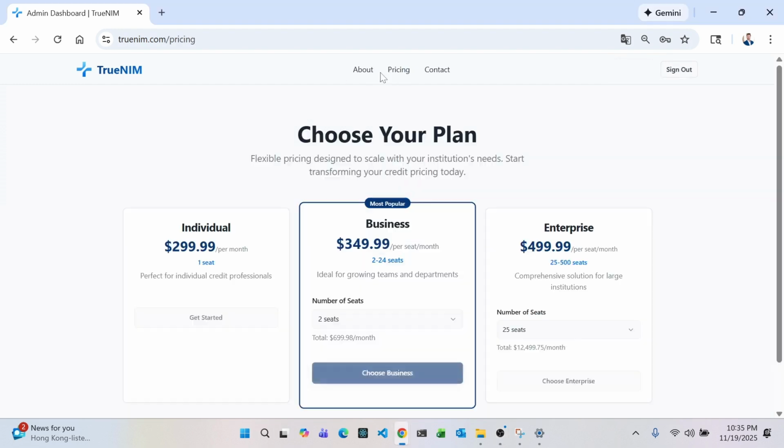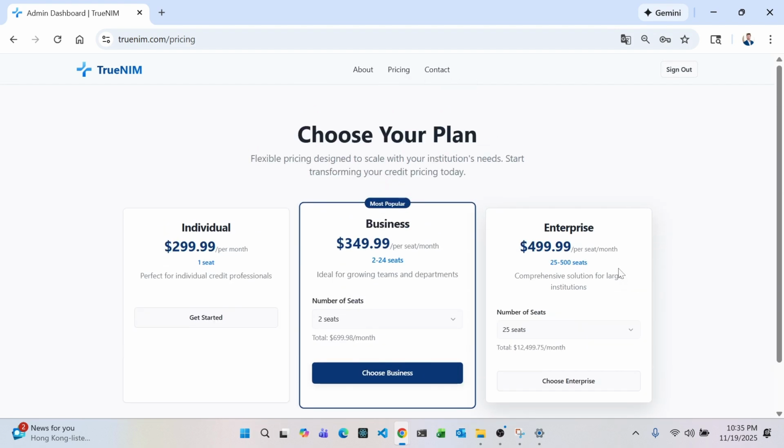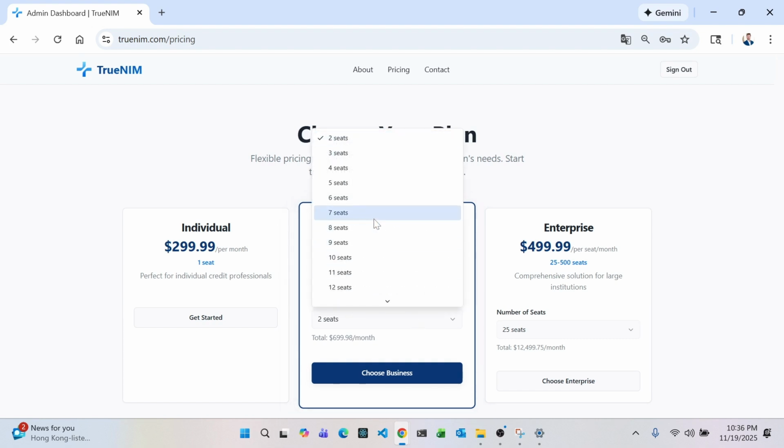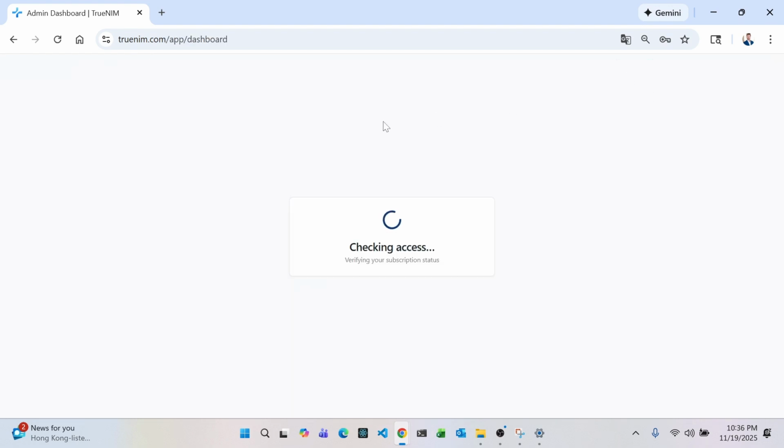Let's just start by looking at the price associated with it. There are no long-term contracts associated with TrueNIM. You can buy as many seats as you want for your financial institution, and then you can cancel your subscription and take them away at any given time. I already have a subscription here, so I'm going to hop in and just show you the platform.